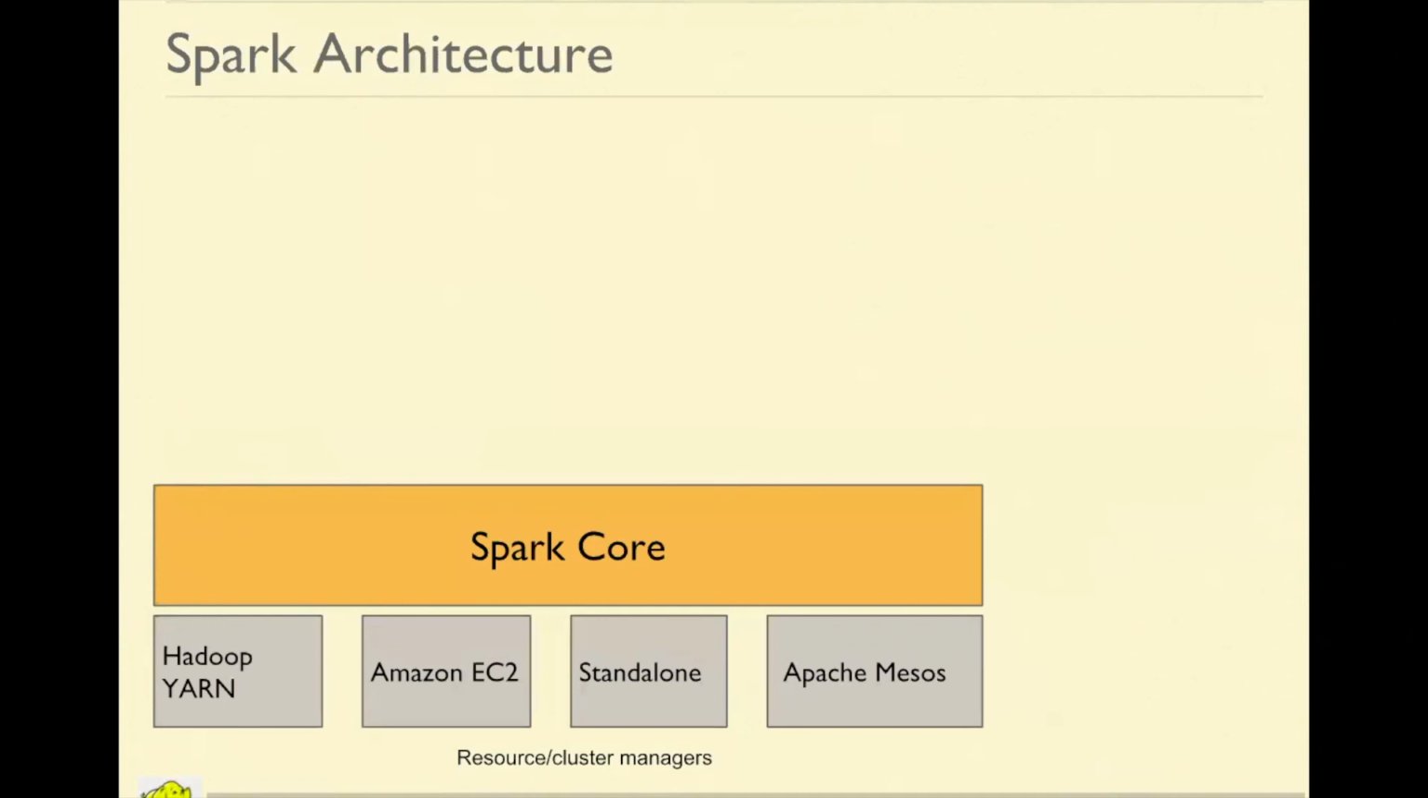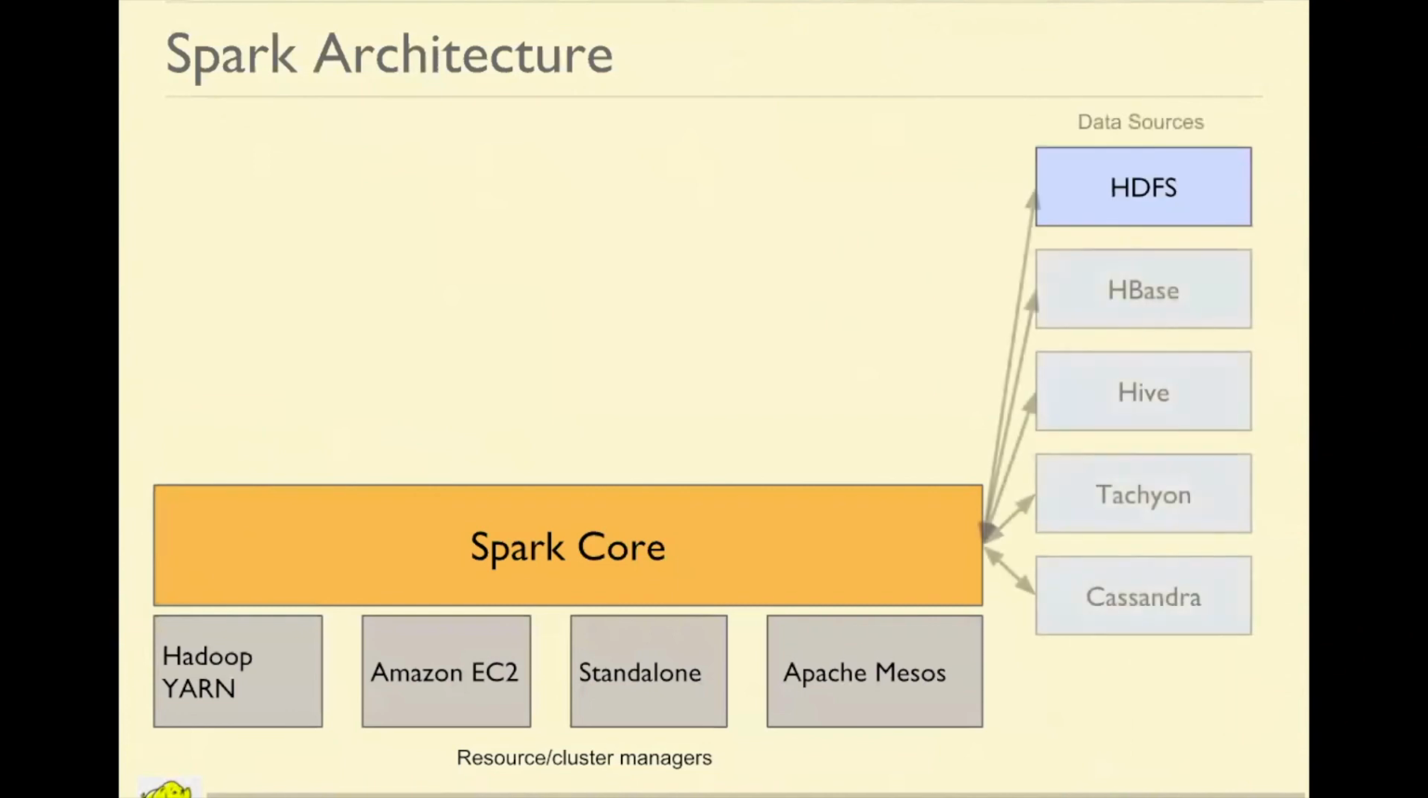And if you do not have any resource manager, then you can create your own standalone resource manager with Spark. Spark comes with its own resource manager as well, which means even if you don't have an existing cluster and you are only interested in using Spark, then you can install Spark independently without having to do anything else in your own cluster. All right. So Spark basically can run on all kinds of resource managers.